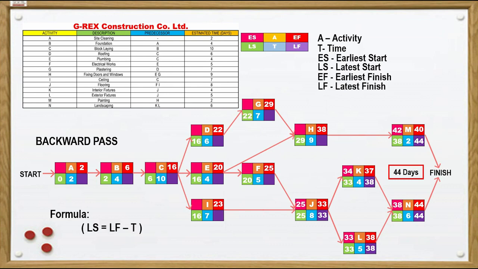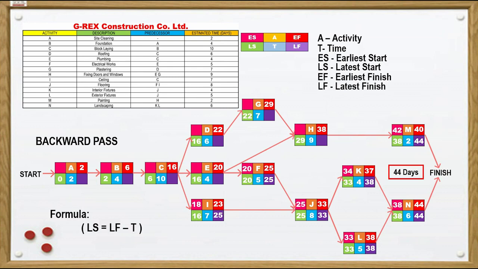Now, both activities F and I will take the latest start time of activity J, which is 25. We will do activity F first. 25 is the latest finish time of activity F, so 25 minus 5, and we get 20 as the latest start time of activity F. Same process for activity I. 7 will be subtracted from 25 and we get 18 as the latest start time for activity I.